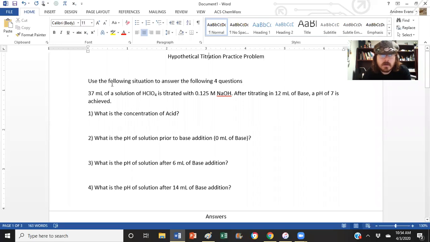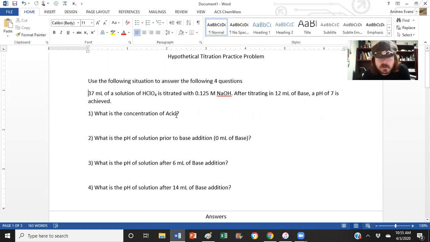So this is a hypothetical practice problem. It is a four-part problem, all interrelated. So reading this real quickly: 37 mL of a solution of perchloric acid is titrated with 0.125 molar NaOH. After titrating 12 mL of base, a pH of 7 is achieved. And then I have these four questions.